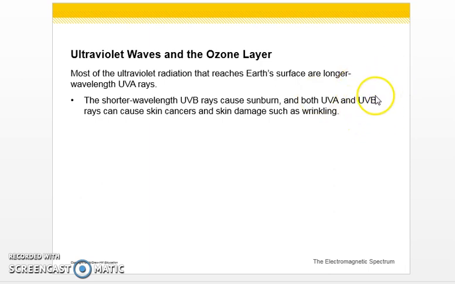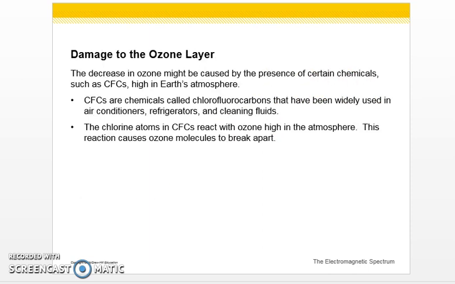UVB rays are burning, so whenever you do damage to a cell, you can ultimately get skin cancer from that. So make sure you wear your SPF.